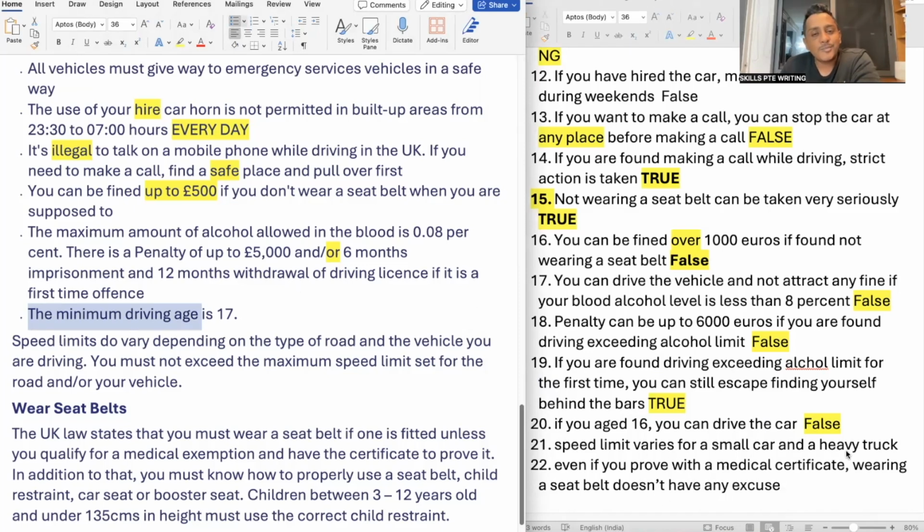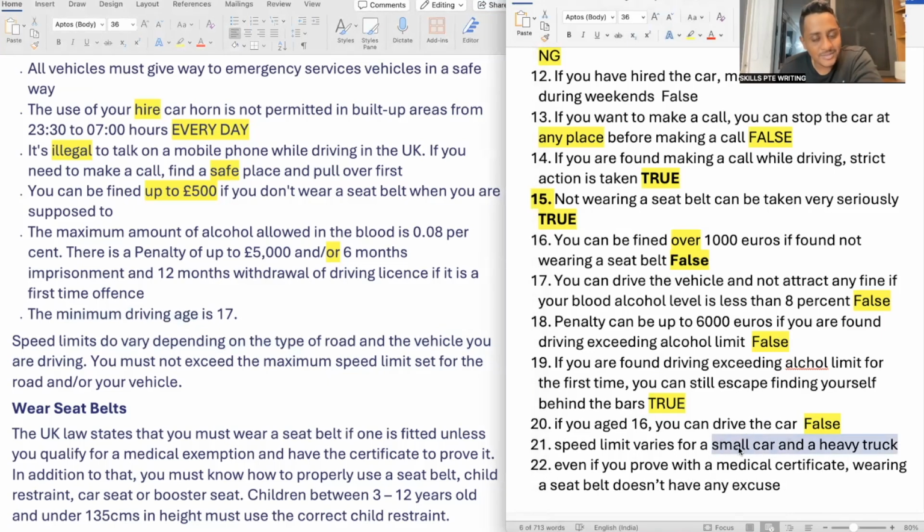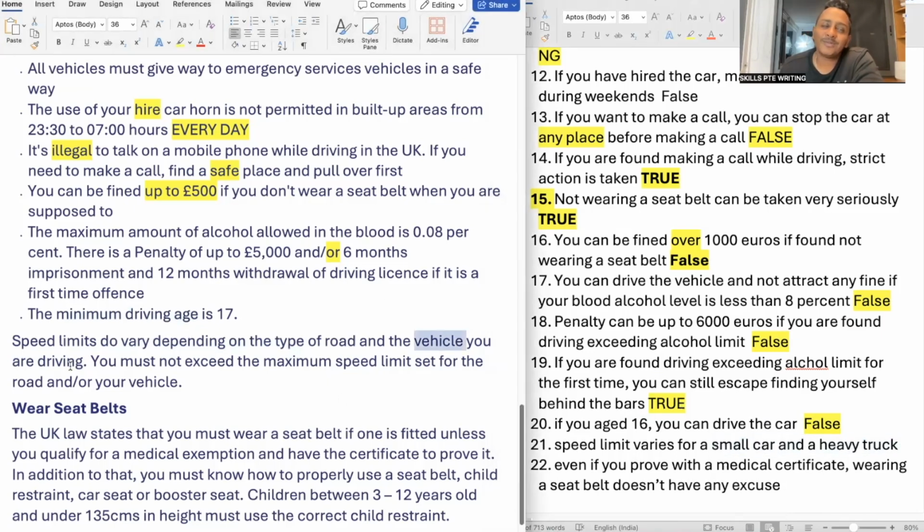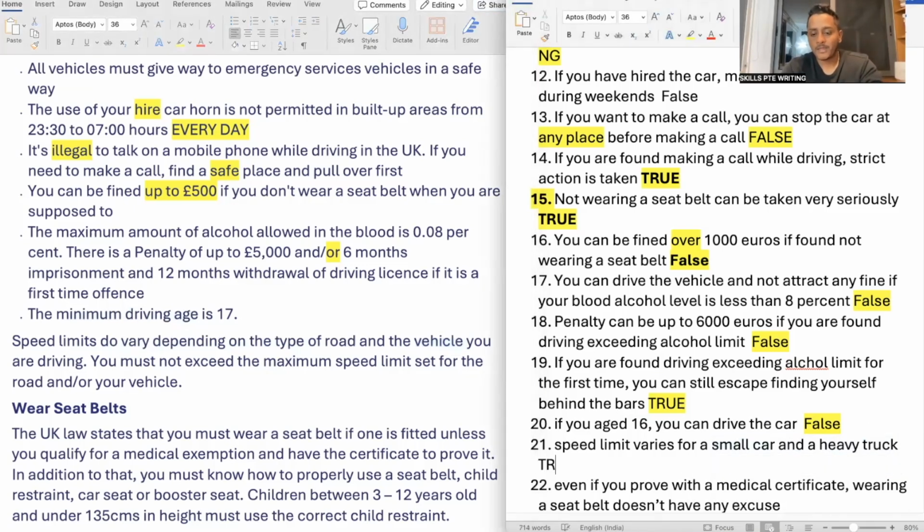Speed limit varies for a small car and a heavy truck. What is the answer for 21? Anybody? Speed limit varies for a small car and a heavy truck. Very good, Bino. Very good, Sharon. Speed limits do vary depending on the type of the road and the vehicle you are driving. And obviously, it depends on the vehicle you are driving. If the vehicles are of different sizes, a car and a truck, this is a healthy assumption. Looking at the question, the vehicle you are driving. So it depends on the vehicle, this vehicle and other vehicle. The road conditions, the speed limits will vary. So this is going to be true.